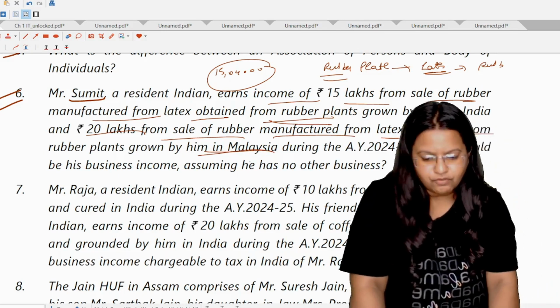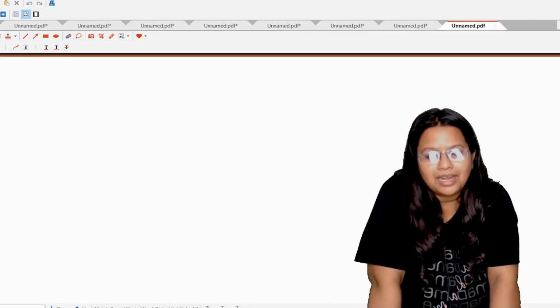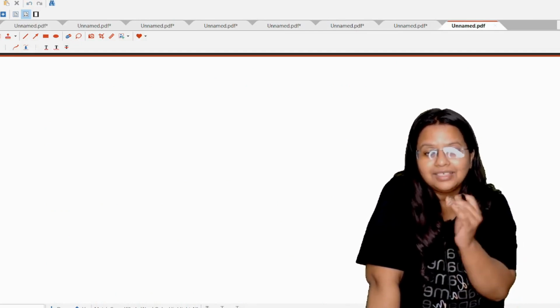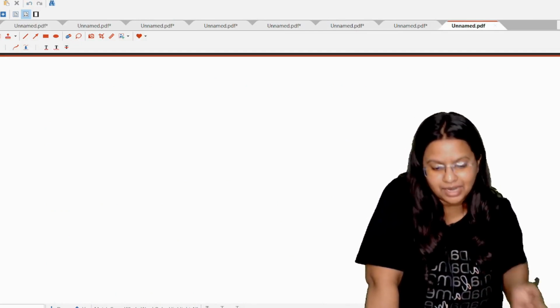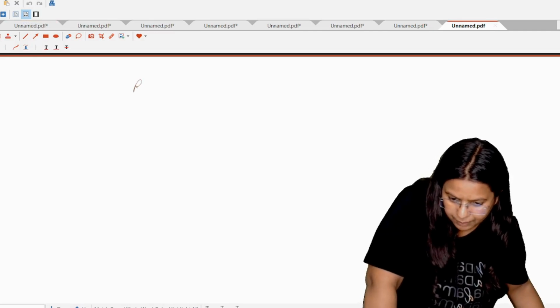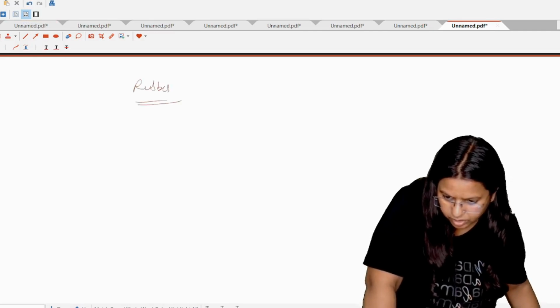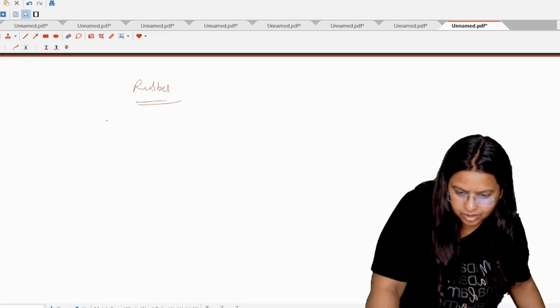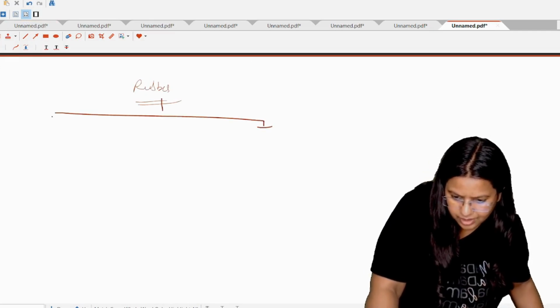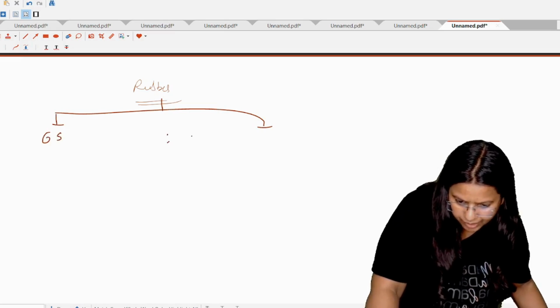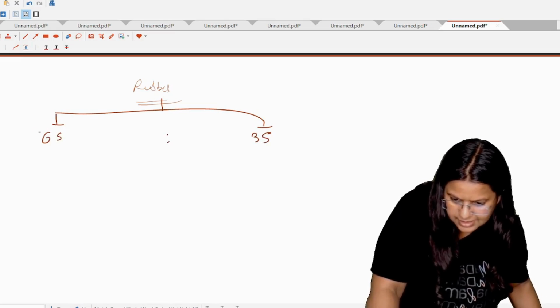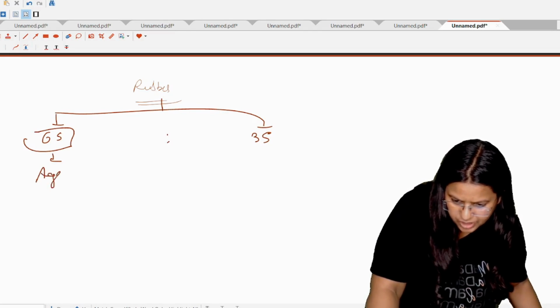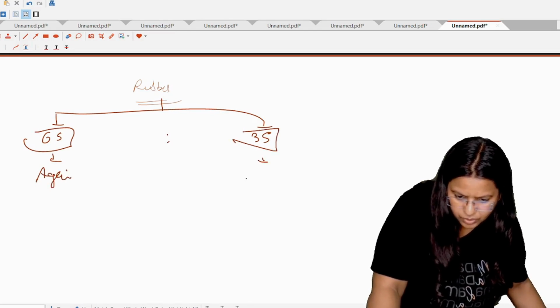Now student, for this particular question about the rubber plant, we have a ratio of 65:35. Whenever the question is about rubber plants, on the profit, that is on the income, the ratio shall be 65:35. It means 65% will be the agricultural income and 35% will be the business income.